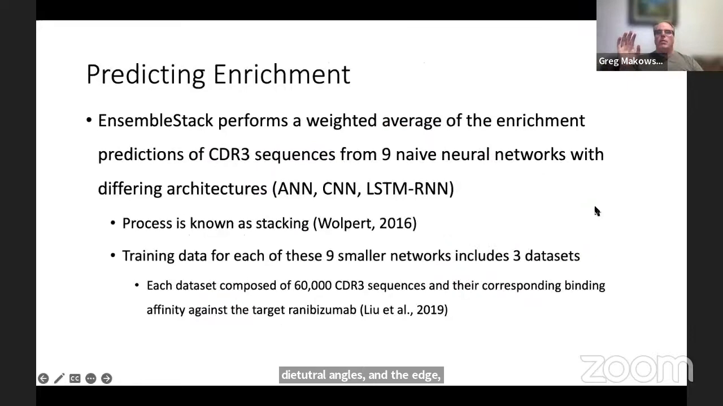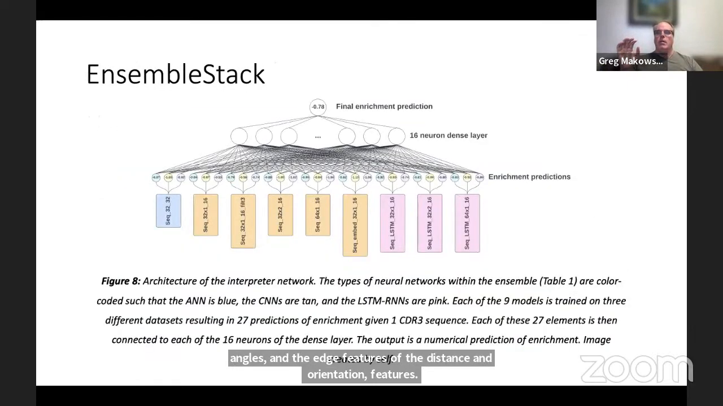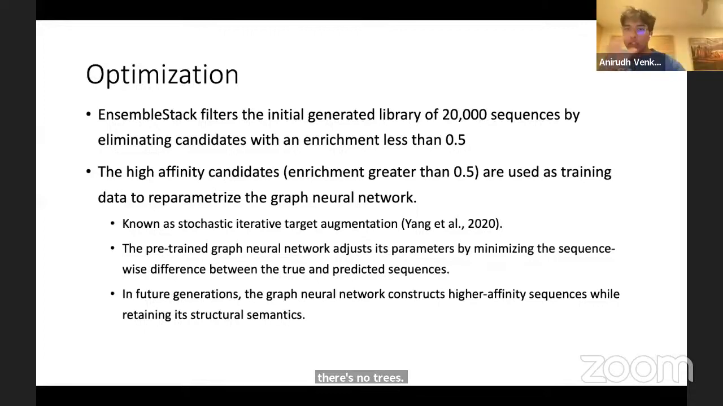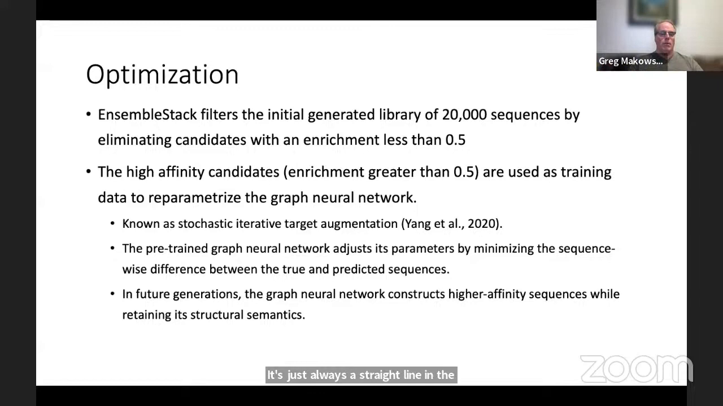So, in my ignorance of bioinformatics, everything is a linear sequence. There are no rings, no forks, no DAGs, no trees. It's just always a straight line. Yeah, it's always just a linear sequence. Okay, that does simplify some things.